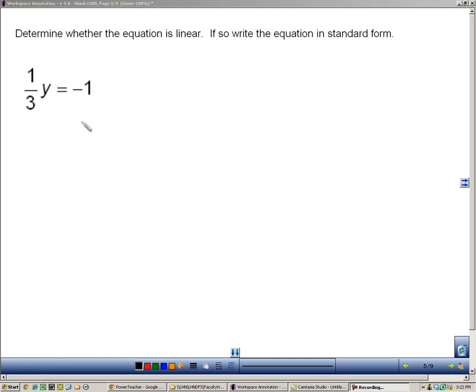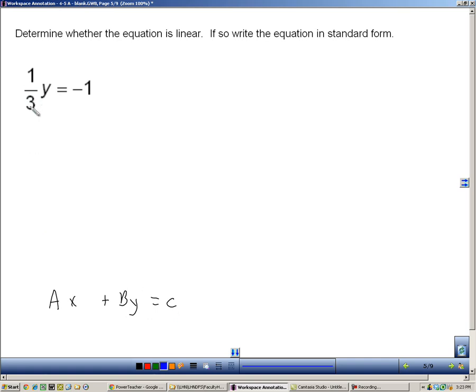This example has the potential to confuse a lot of people, and the reason is it doesn't have an x. If you notice that, it doesn't have an x, and our standard form is ax plus by equals c, so you may be tempted to say it's not linear because it doesn't have an x. But I want to point a couple things out. First of all, see this 1/3? I would prefer that we didn't have fractions, because your standard form cannot have any fractions in them. So I'd like to first get rid of the fraction here.